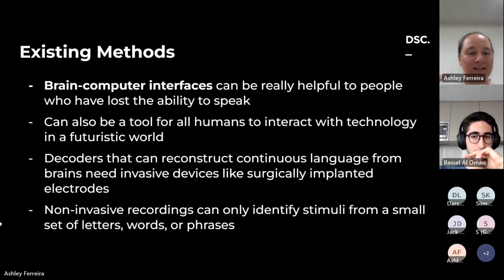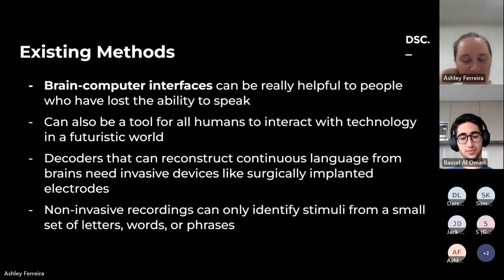Existing methods for these brain-computer interfaces are something I'm going to give a quick overview of here. They can be really helpful to people who've lost the ability to speak. They can also be a tool for all of us to interact with technology in some futuristic world where using a phone is too much work for us. These decoders can reconstruct continuous language from brains, and this has been done already, but they need really invasive devices surgically implanted with electrodes, and methods that are less invasive can often only identify a small set of stimuli, like the general idea of letters, words, or phrases, and we can't reconstruct someone's full inner monologue.